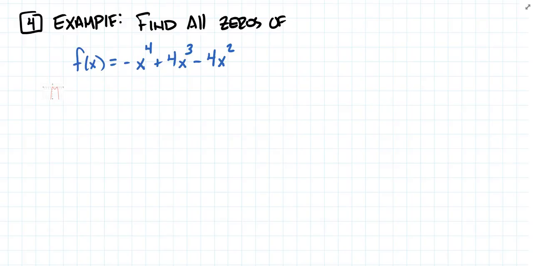Okay, box number 4 is another example. Let's find all of the zeros together. So for this one, I'm going to go ahead and factor what I can. If I go over here, I'm going to factor out an x squared from this entire thing. That's going to give me a negative x squared minus a 4x, and then minus a 4. Okay, so I have x squared minus a 4x minus a 4.